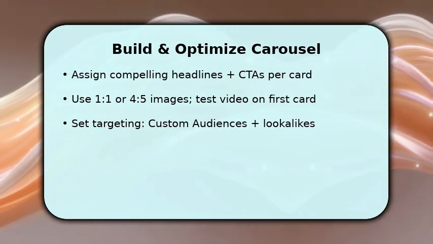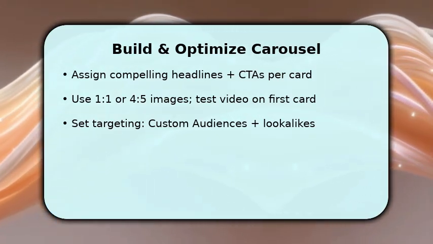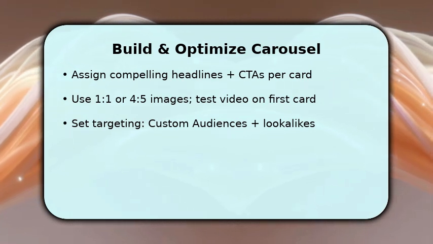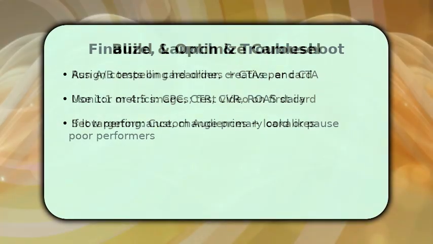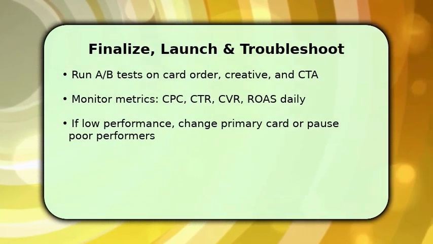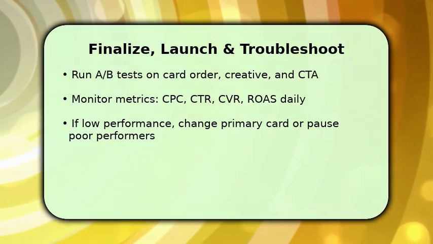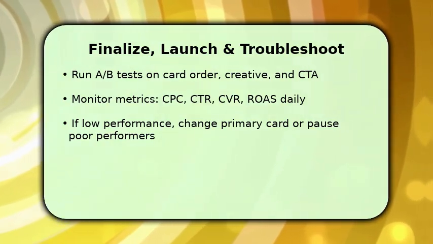While uploading, add UTM tags and verify card order. Finish by reviewing ad preview, conversion settings, and attribution window, then publish. After launch, monitor CPC, CTR, conversion rate, and ROAS, pause cards that underperform, and reallocate budget to winners.